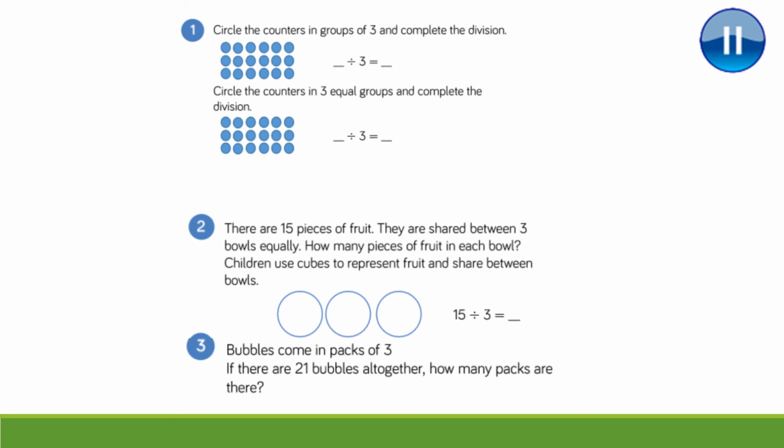There are 15 pieces of fruit. They are shared between 3 bowls equally. How many pieces of fruit in each bowl? You can use cubes, sweets, or anything to help you to share those out. And then in number 3, bubbles come in packs of 3. And if there are 21 bubbles altogether, how many packs are there? Good luck!